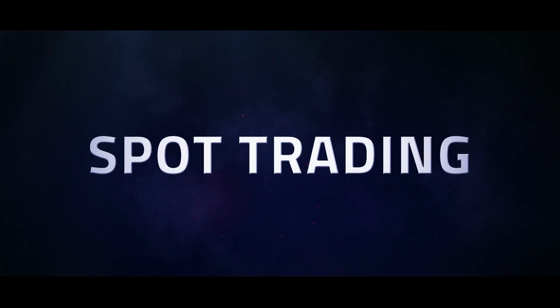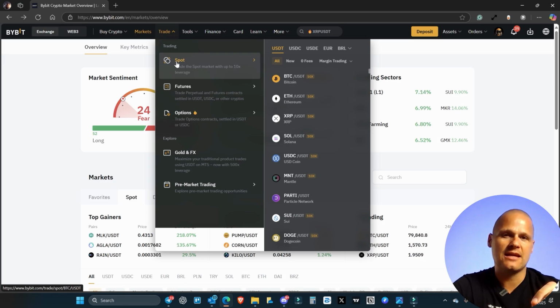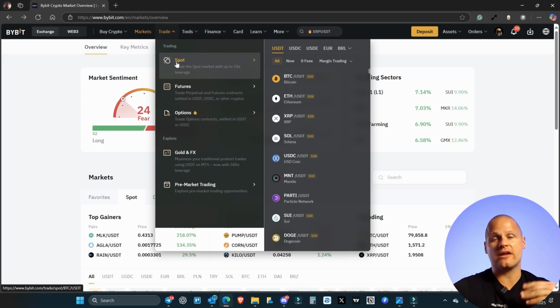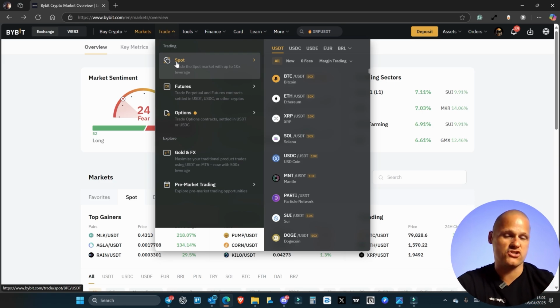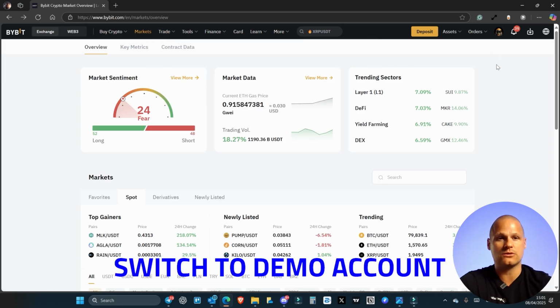Okay, so let's start with spot trading. I'm going to show you how to place the trade. But before we do that, and I suggest you do that also if you are new on Bybit or on any other exchange and you're learning how to manage trades, switch to the demo or the sim account. It's very simple.